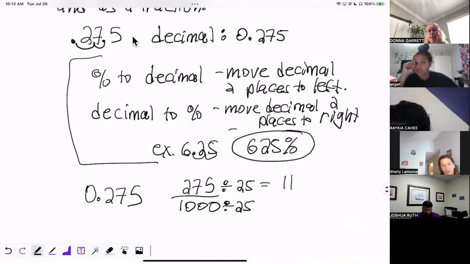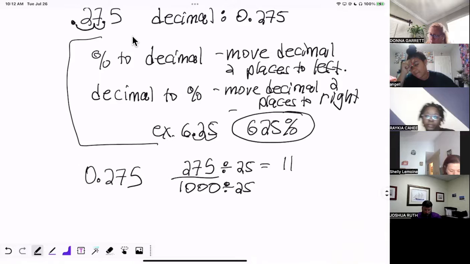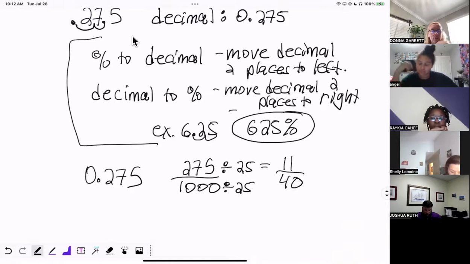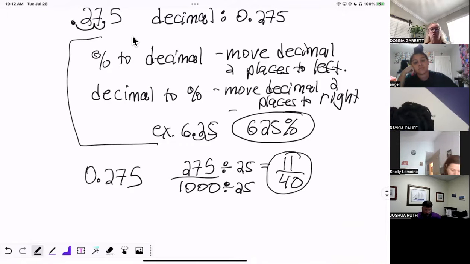All right, 1,000 divided by 25. How many 25s are in 1,000? So 100 was 4 25s. So 1,000 has to be 10 times as much, 40. And that would be my fraction, 11 over 40. Of course, you can divide it all out. I'm trying to show you a different way to think about it.